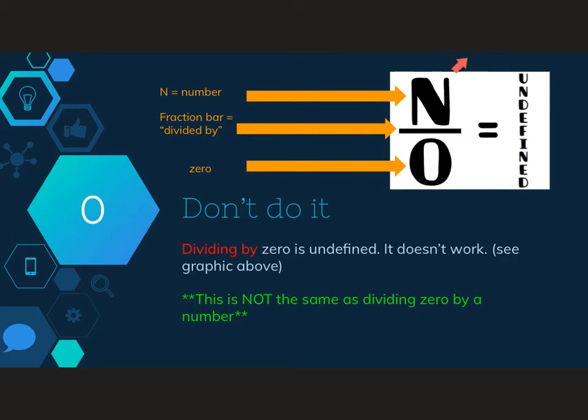So you could add this graphic to the part with the 0. So don't do it. Divided by 0 is undefined. You cannot break something into no groups. So this graphic shows you that. And this is not the same as dividing 0 by a number. If you divide 0 by 5, that one is okay. But the opposite, a number on top divided by 0 on the bottom, can't do that.